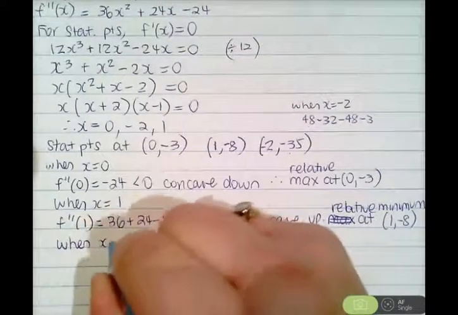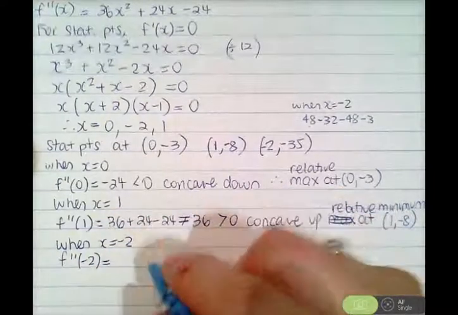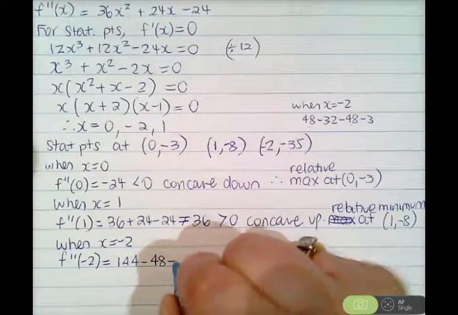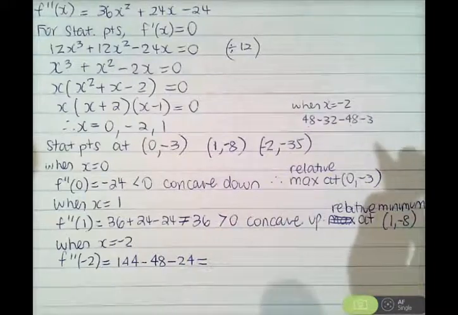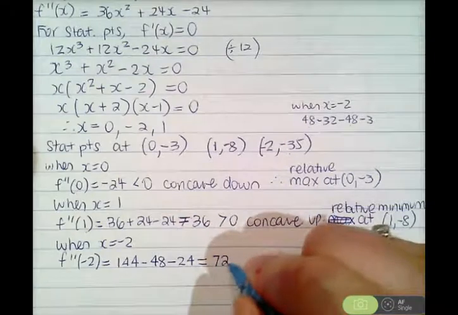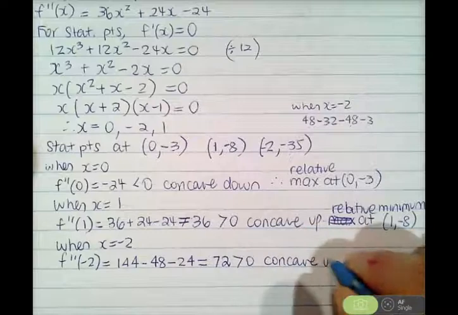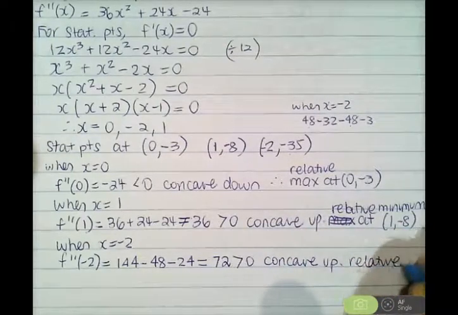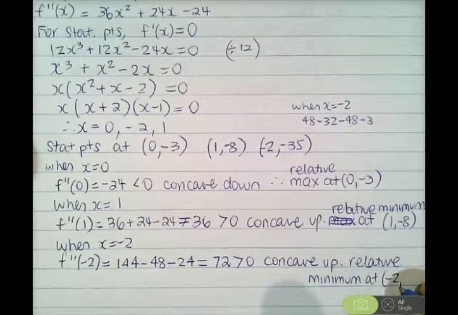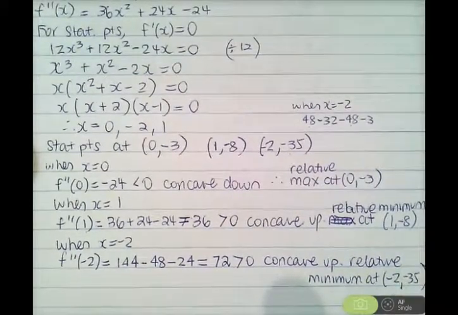And when x is negative 2, the second derivative is 36 times 4, that's 144, minus 48, minus 24. So 144 minus 48 minus 24 is 72, which is greater than 0, again concave up, and we've got a relative minimum at (negative 2, negative 35). So I'm just going to draw what we've got so far.